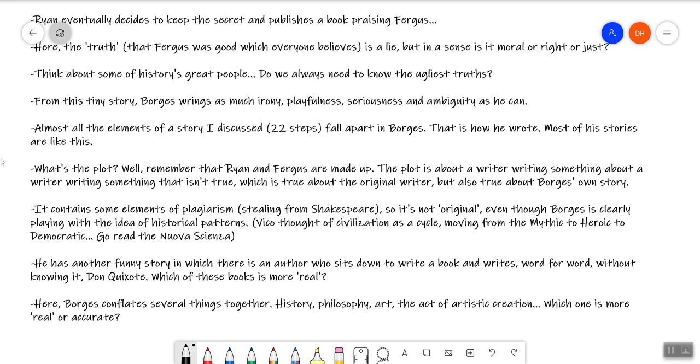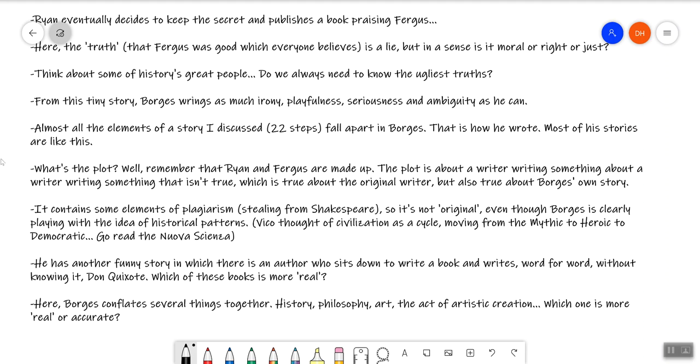But what he does is he's constantly bringing up these large, what is truth, if not an illusion, sort of elements. Now, what's the plot of the story? I mean, can we even ask about the plot of the story? Well, remember that Ryan and Fergus are made up. The plot is about a writer writing something about a writer writing something that isn't true, but that's true about the original writer, but also true about Borges' own story.